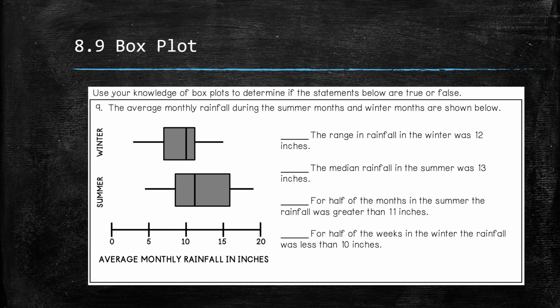The average monthly rainfall during the summer months and winter months are shown in the 2 box and whisker plots. We are going to compare that data and answer the following statements with either true or false. Number 1 is asking, the range of rainfall in the winter month was 12 inches. So I'm going to take my maximum and my minimum values, and that falls about 3. So 15 minus 3, or that difference, is 12. So that would be true.